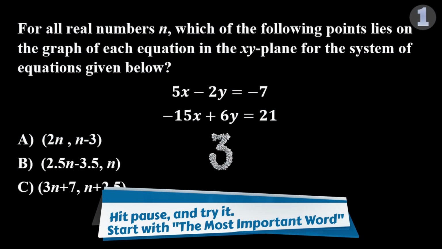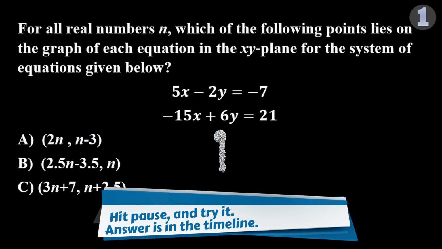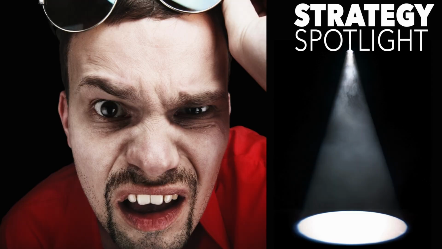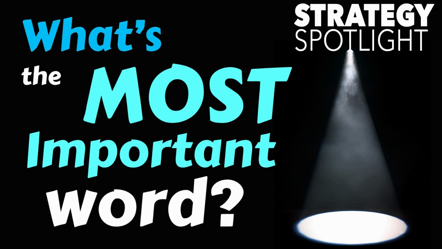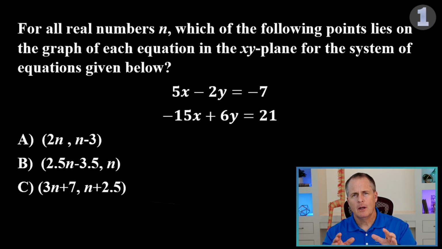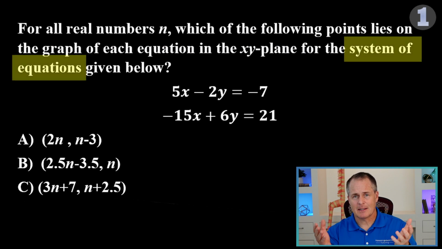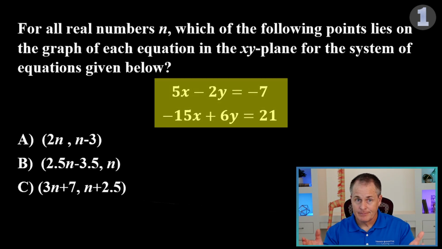Tap pause to try problem 1 on your own. As always, we start by using my what's the most important word strategy. So we jump to the question, we look for the word what, which isn't even in this problem. So we jump to the word which instead. There's really nothing too interesting in the question. It tells us it's a system of equations, but our eyeballs knew that just by looking at it.